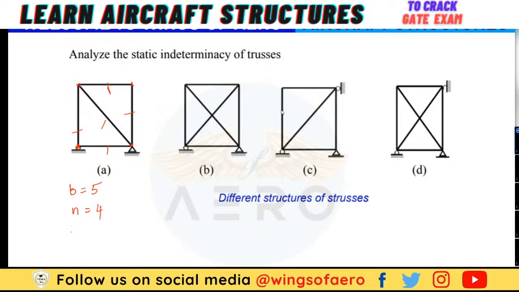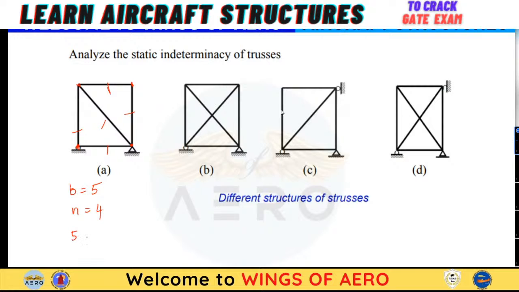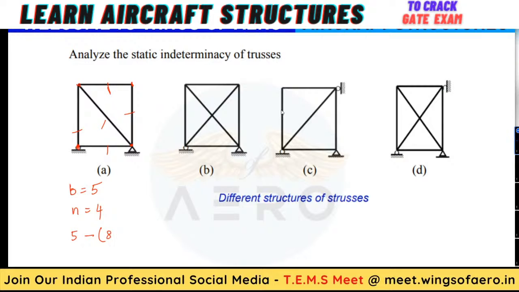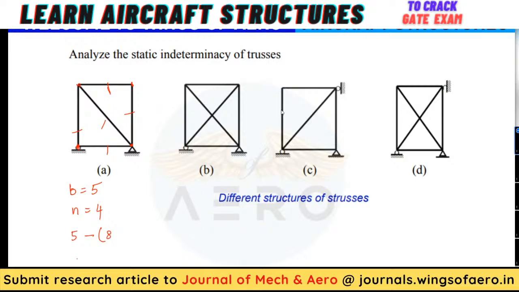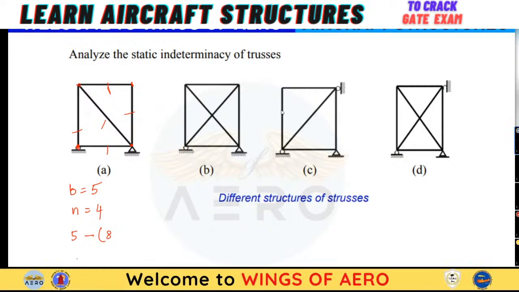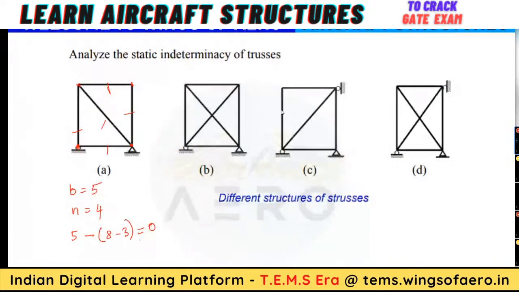So what was the formula? m minus 2 into n, 2 into 4, minus 3. So 5 minus 5 comes to be 0, right? So 0 means it is a statically determinate structure. Okay.